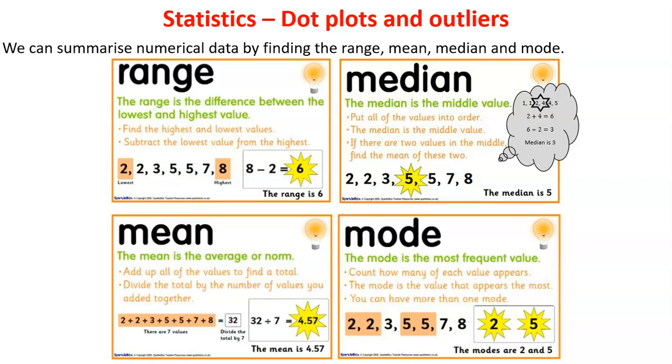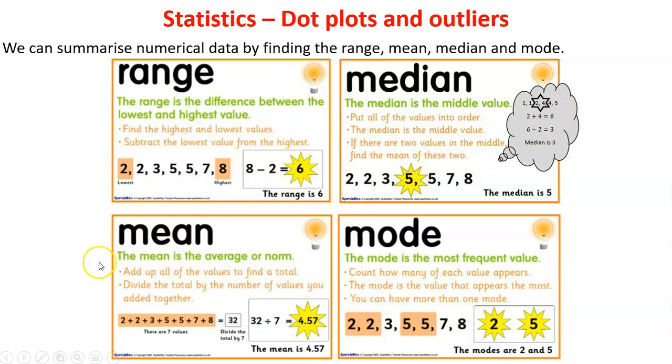Our median is the middle value. So if you remember, what was important with our median was it had to be in order from smallest to largest. And then once we had our data in order from smallest to largest, we could then identify what was the middle value. Now, if it's an even number of data, we will have two middle values. We then need to follow what we have shown up here in the cloud. Okay, the process of adding them together and dividing by 2.